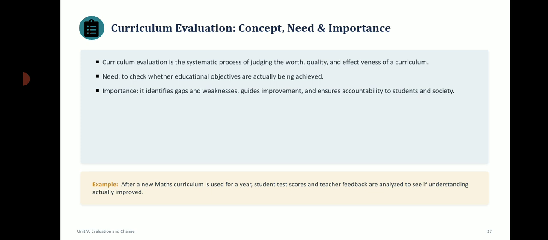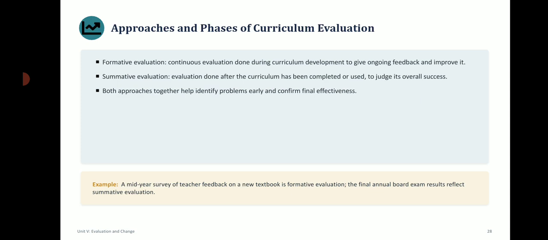So, curriculum evaluation has some basic elements. Before looking into the elements, let's look at an example for the concept, need and importance. After a new maths curriculum is used for a year, student test scores and teacher feedback are analyzed to see if understanding actually improved. Now the approaches and phases. First we see the elements.